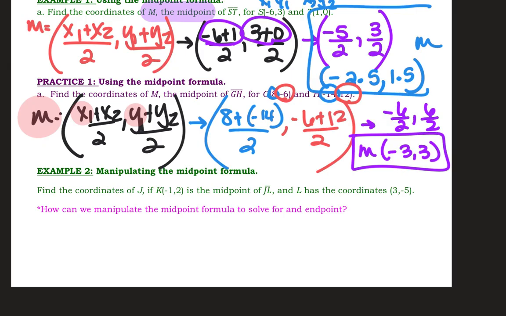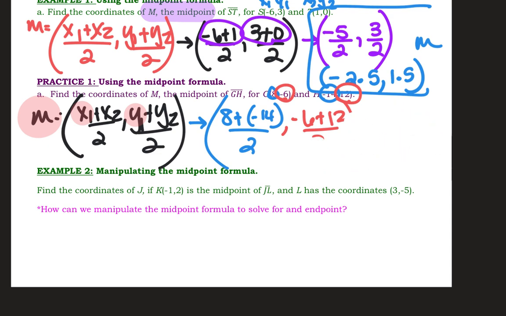So what we have to do is figure out, well then how can I change my formula so that I can figure out what the endpoint is? Okay, so I'm going to erase this real quick. We're going to put it right here.